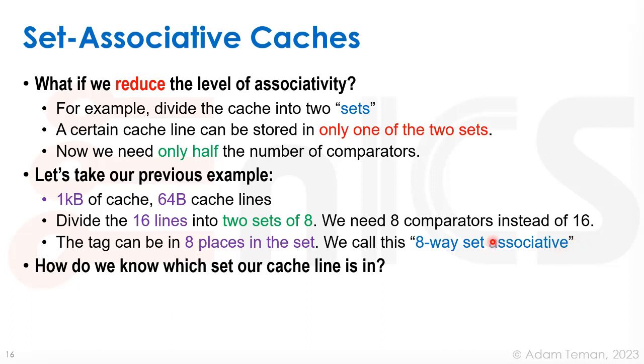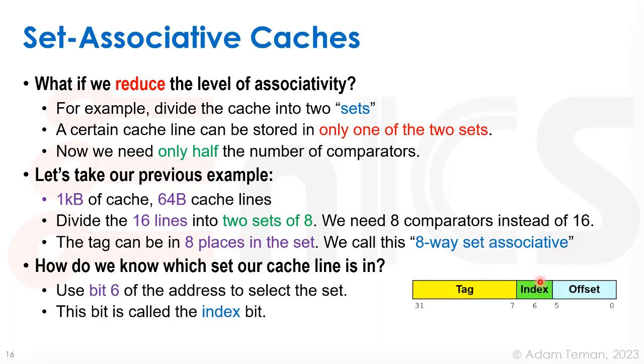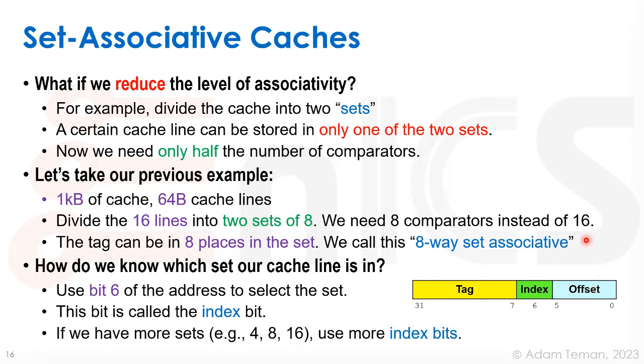In general, it would be called N-way set associative. So how do we know which set our cache line is in? Well, bit 6 of the address is going to tell us. It's going to be either a 0 for half of the bytes that fit this tag, or it's going to be 1 for the other half. So we'll put the ones that start with 0 in the first set, and the ones that start with 1 in the second set, and use this index bit to select the set. So this is the index bit. Now our address is divided into the tag, the index, and the offset. And if we want to have more sets, we just add more index bits.